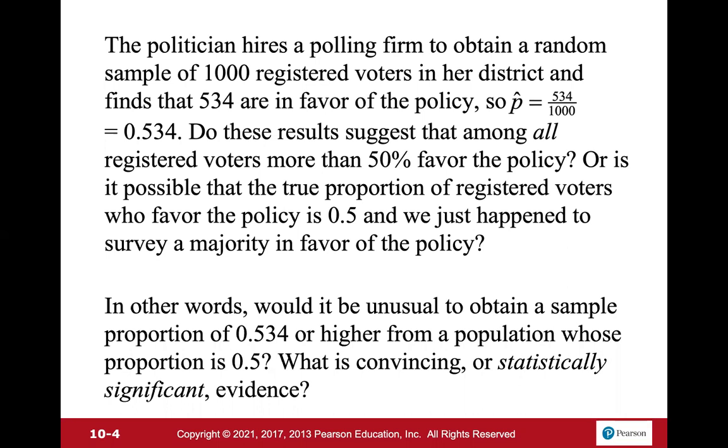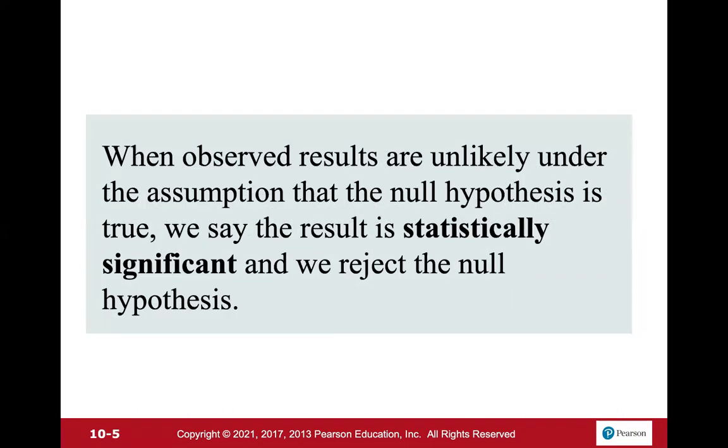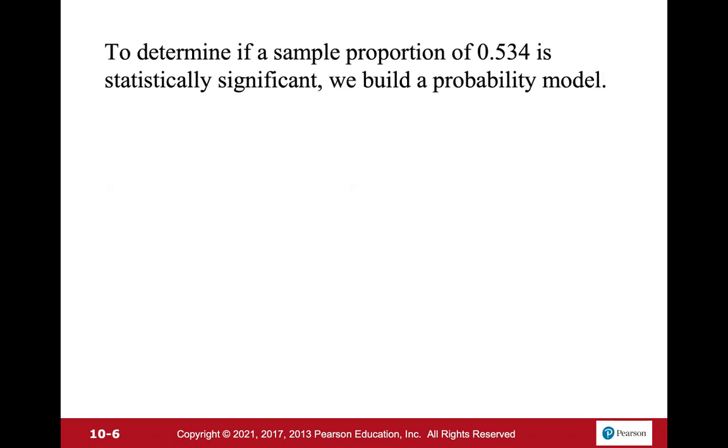In other words, would it be unusual to obtain a sample proportion of 0.534 or higher from a population whose proportion is 0.5? What is convincing or statistically significant evidence? If the observed results are unlikely under the assumption that the null hypothesis is true, we say that the result is statistically significant, and we would reject the null hypothesis. To determine if a sample proportion of 0.534 is statistically significant, we build a probability model.